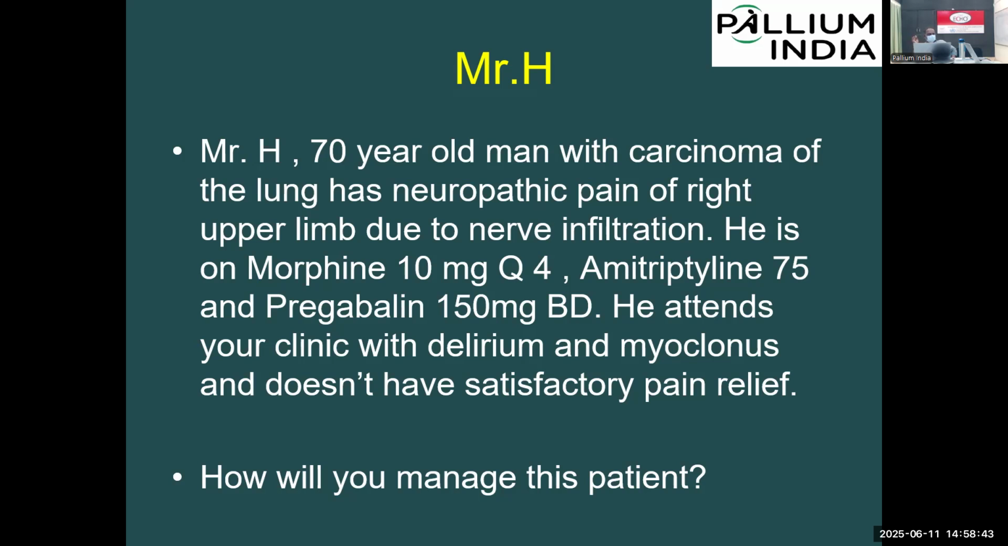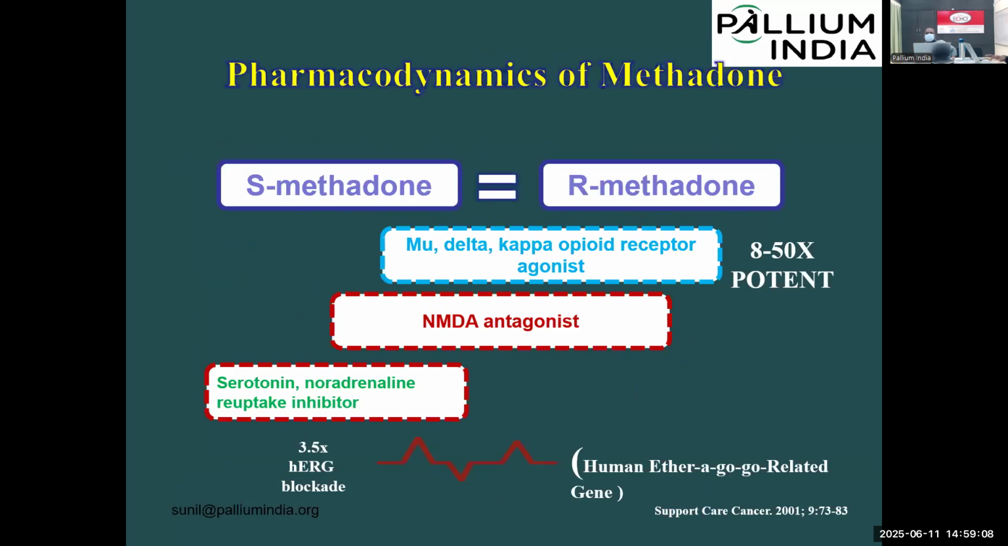So this patient is on 10 mg of morphine every 4 hourly, amitriptyline 75 mg, and pregabalin 150 mg. And he has delirium and myoclonic jerks, and there is no satisfactory pain relief. So how will you manage this patient? This is the situation where you can use methadone.